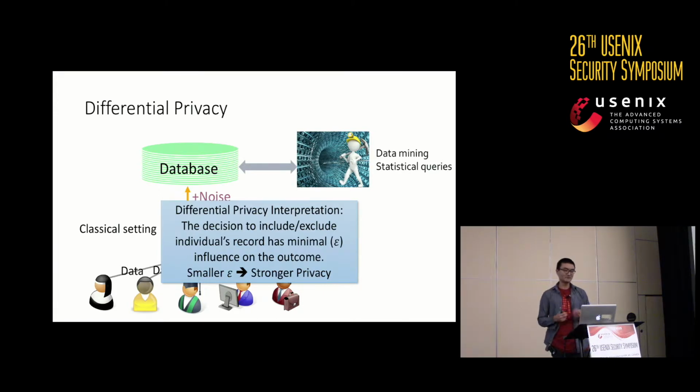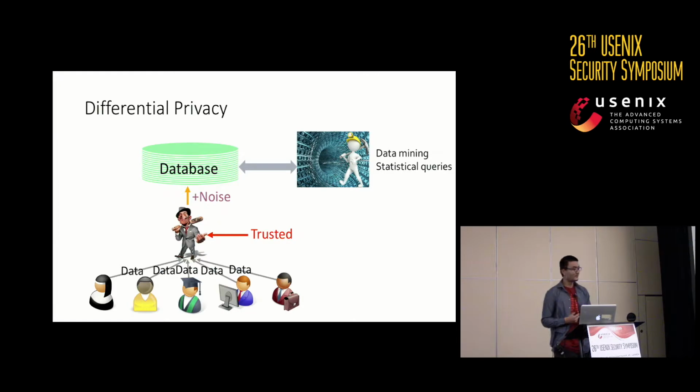Intuitively, differential privacy means that the decision to include or exclude an individual's record has minimum influence on the outcome. The smaller epsilon, which we call the privacy cost or privacy budget, the better the privacy. Note that one issue in this setting is that the centralized collector must be trusted, which may not always be the case, especially in very sensitive settings.